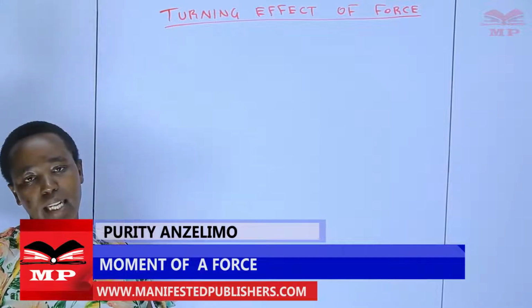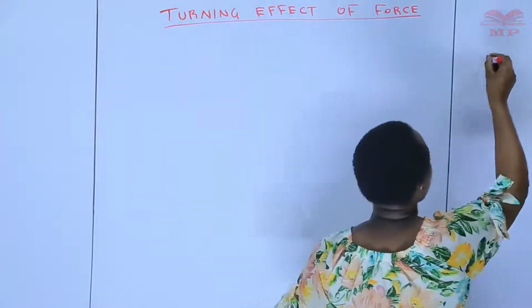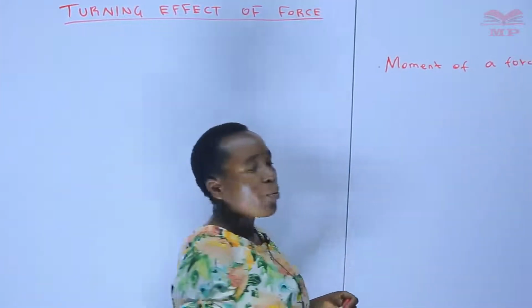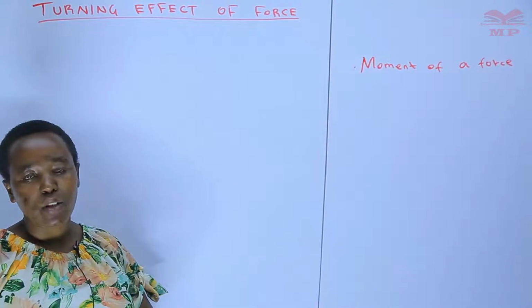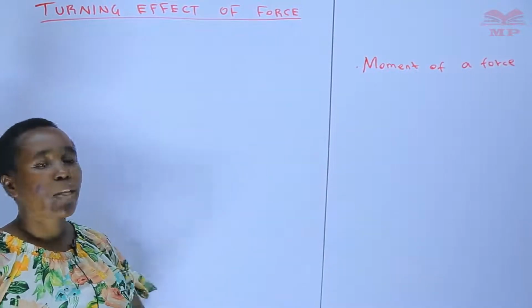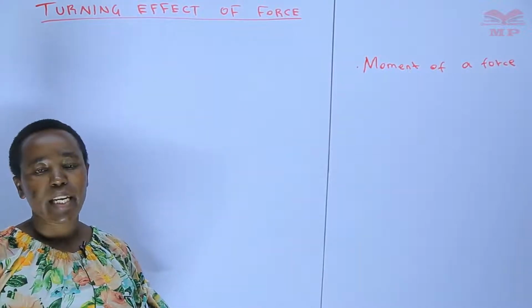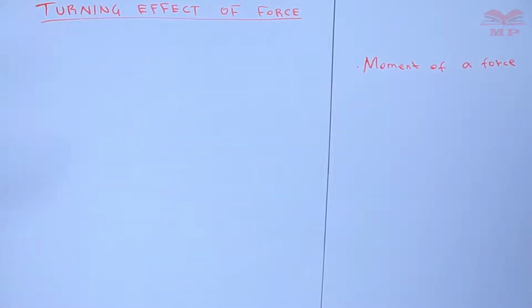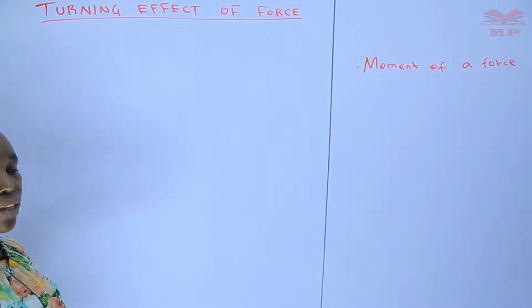In our previous lesson, we were able to define moment of a force, and we said that when we talk of moment of a force, it simply refers to the turning effect of a force. We were also able to give some examples of activities where force produces a turning effect. And lastly, we looked at another definition for moment of a force, and this is where we are going to continue from in our lesson today.